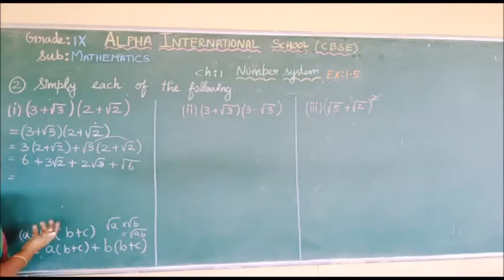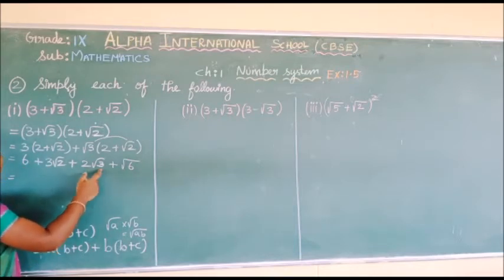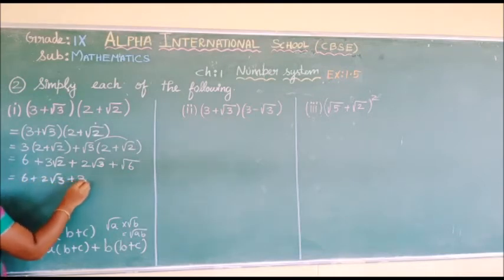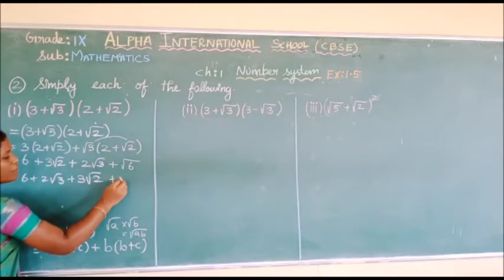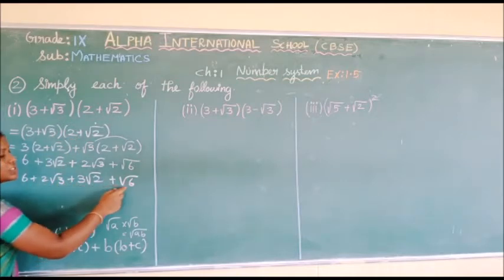Now, anything to add? Any common terms? No. See, 6 is a rational number. Here we have a combination of rational and irrational, and again a combination of rational and irrational, and the square root of 6. And 6 is not a perfect square number, so we can't add or subtract anything. Just conclude the answer as it is, in order: 6 plus 2 root 3 plus 3 root 2 plus root 6. So if I multiply and simplify, I get 6 plus 2 root 3 plus 3 root 2 plus root 6.